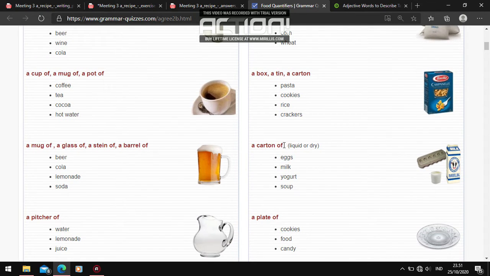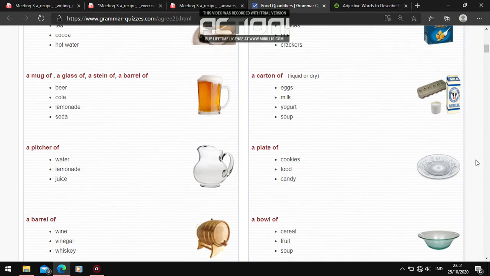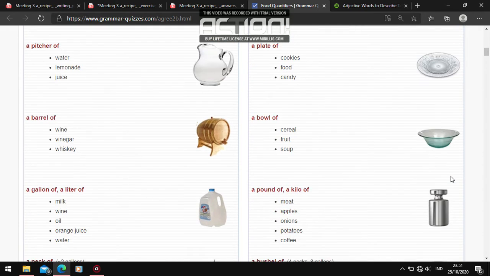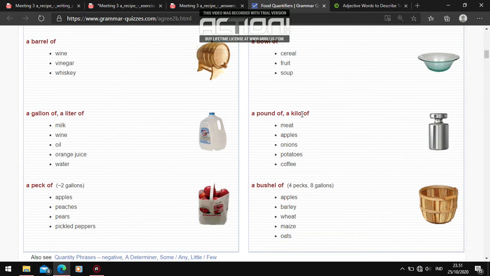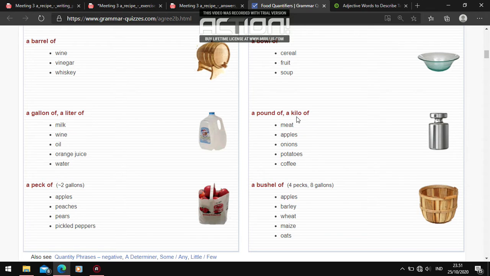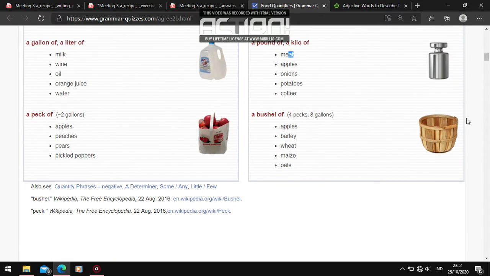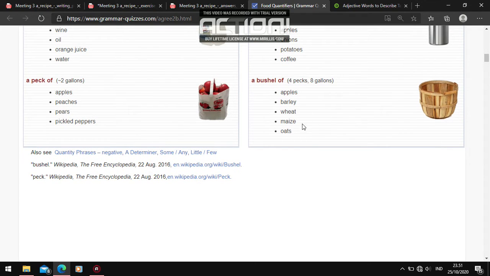Carton of tuh maksudnya gimana, Miss? Pernah tahu susu yang literan itu? Dia kan bungkusnya pakai karton tuh. Nah, ini makanya dibuat milk, ya. A carton of milk, yogurt, right? Soup. A plate, of course, plate, you know, bowl. A pound of or a kilo, 1 pound atau 1 kilo. Okay. This is bushels. A bushel of apple, barley, wheat, maize, oats.